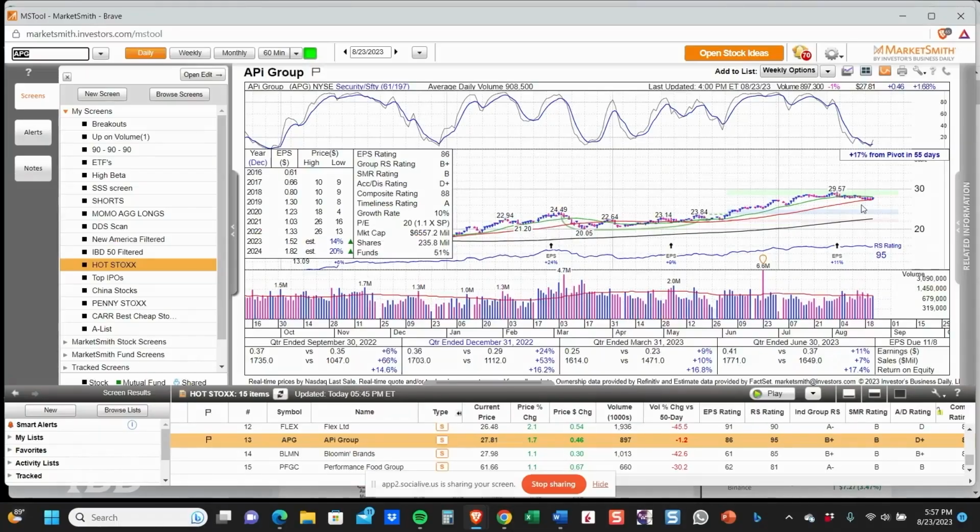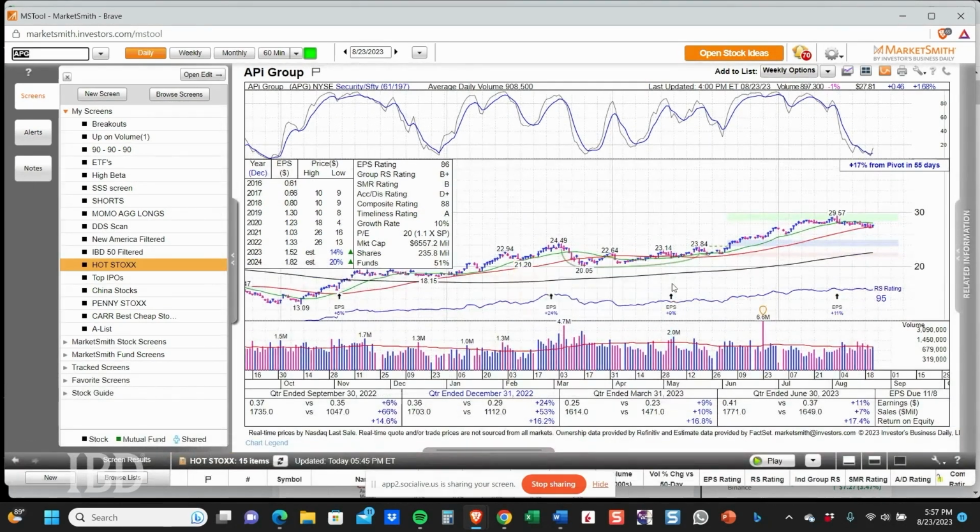Nice pullback to the rising 50 period moving average. The 20 is in there somewhere. I don't really see it, and it's kind of hard on my small laptop. It's just below there, so it's kind of below. Right, so we've got stochastics exactly where we want them. They're well below 20 with a fresh buy signal.